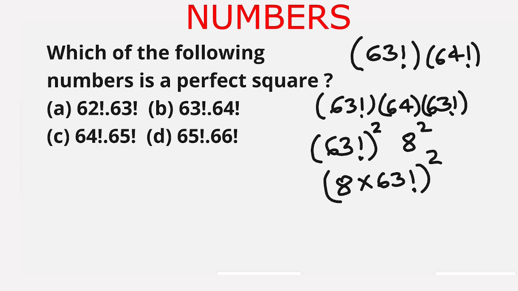And option C cannot be split like this. 64 is a perfect square, but 65 cannot be split in such a way that it becomes a perfect square. So the only number, at option B, becomes a perfect square. And from the given options, our answer is option B, 63 factorial into 64 factorial.